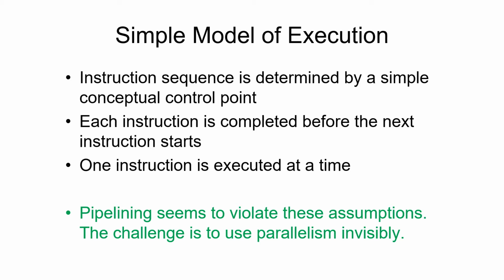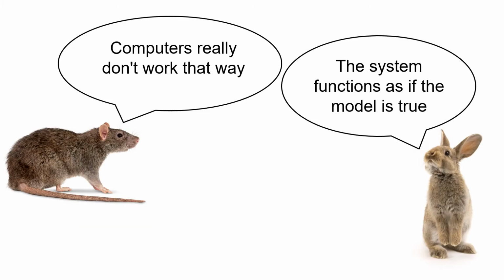Well, it turns out it's not really the way it happens. Pipelining violates all these assumptions, and yet we try to make it look as if the model is maintained. Computers don't really work the way of the model. But the system functions as if the model is true.